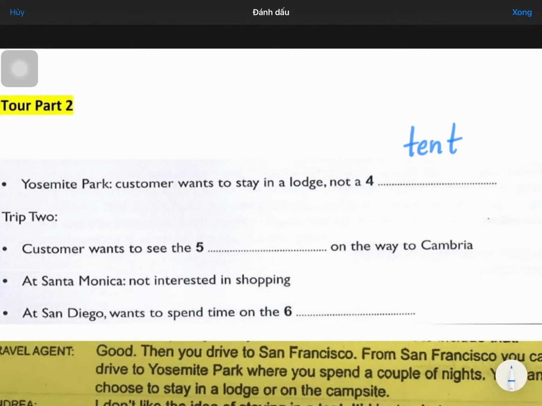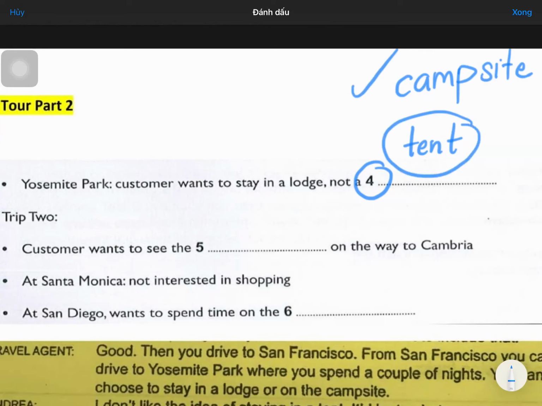Now, I would like to tell you guys why answer number 4 is a little bit tricky. A customer wants to stay in a lodge, a small, lovely house, and she doesn't want to stay in a tent. And some students ask me, I'm sorry, number 4, is it okay if I write down the word campsite? Because I definitely heard the word campsite in the recording. And is the word campsite accepted here? My answer is no. Why? Okay, let me explain.